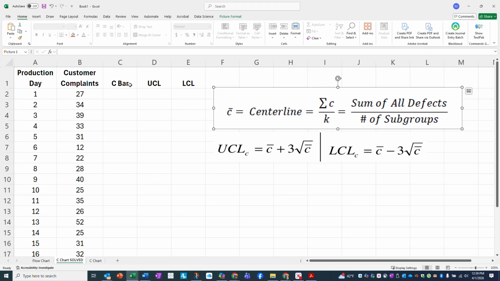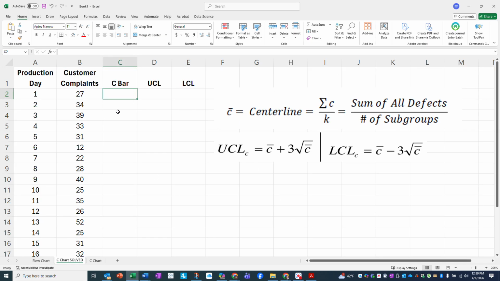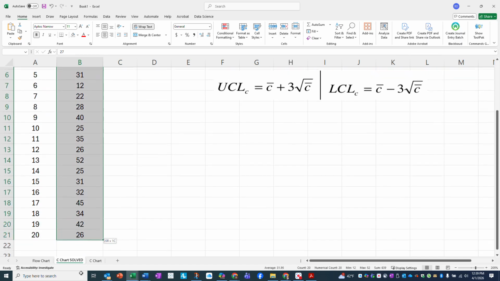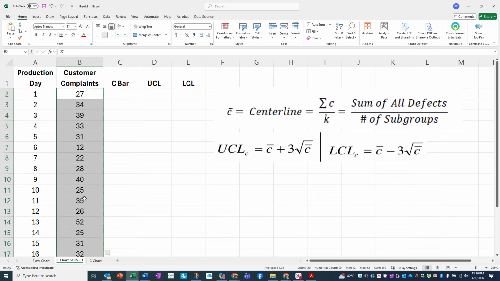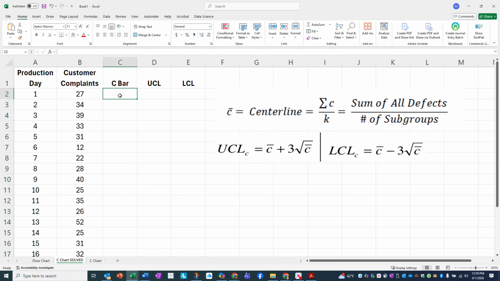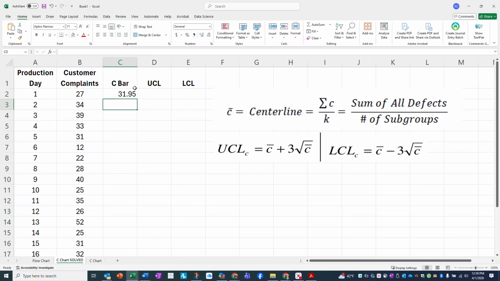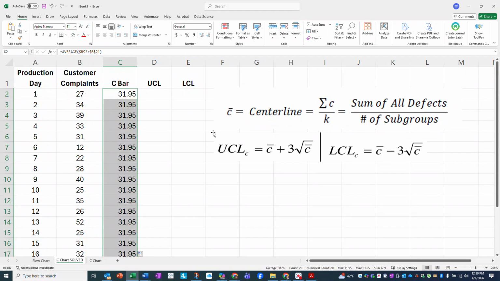The first thing we need is our C bar, our center line, right? So that's going to be the sum of all of our defects. So if we look down here, our sum is 639. And the number of subgroups, so the number of days in this one. So we've got 20 days, right? So that is by definition the average. So we'll control shift down. We'll hit F4 to lock our references. And we have our C bar.